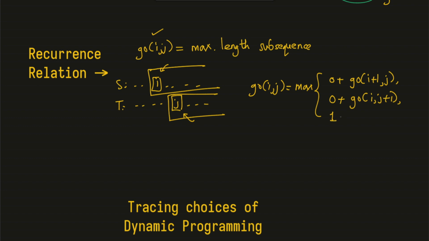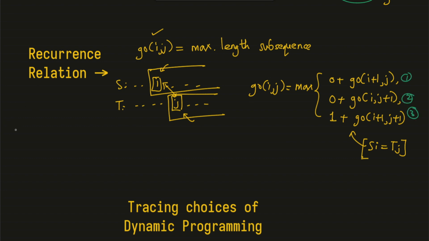The next one was only possible when we are trying to match s of I with t of j, and this was only possible if the characters at those corresponding positions are same. And these are the three possible choices, all of them, which will give us the final answer.